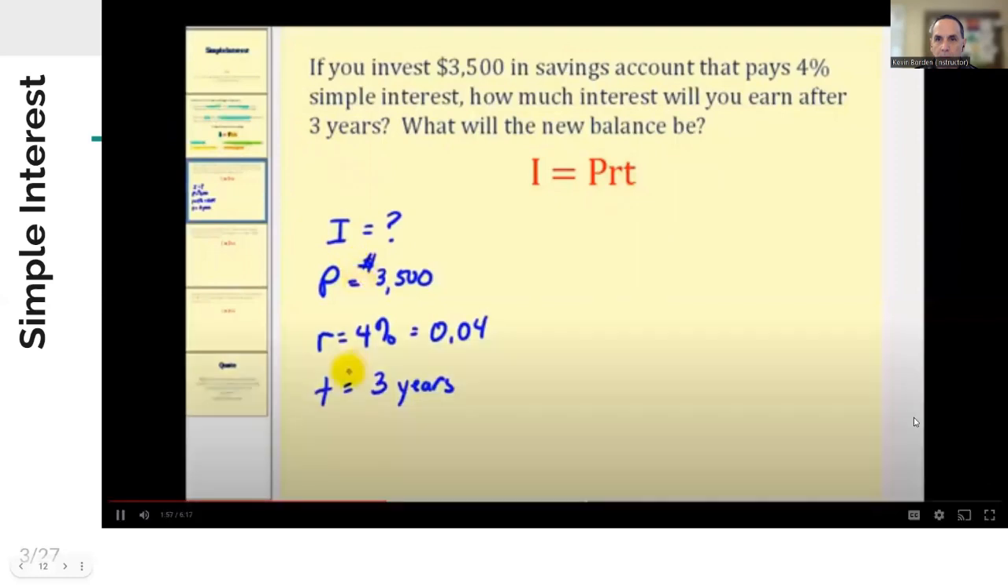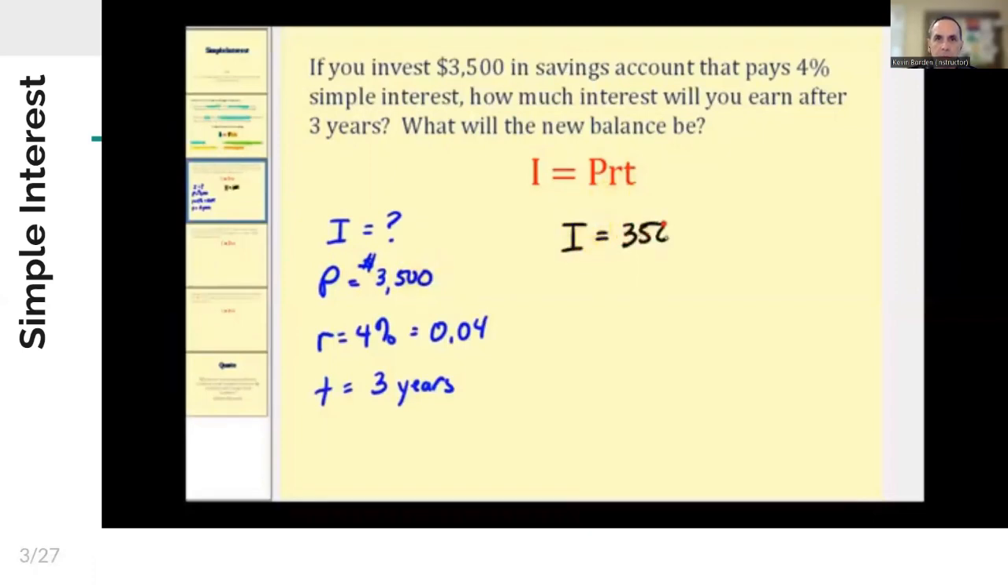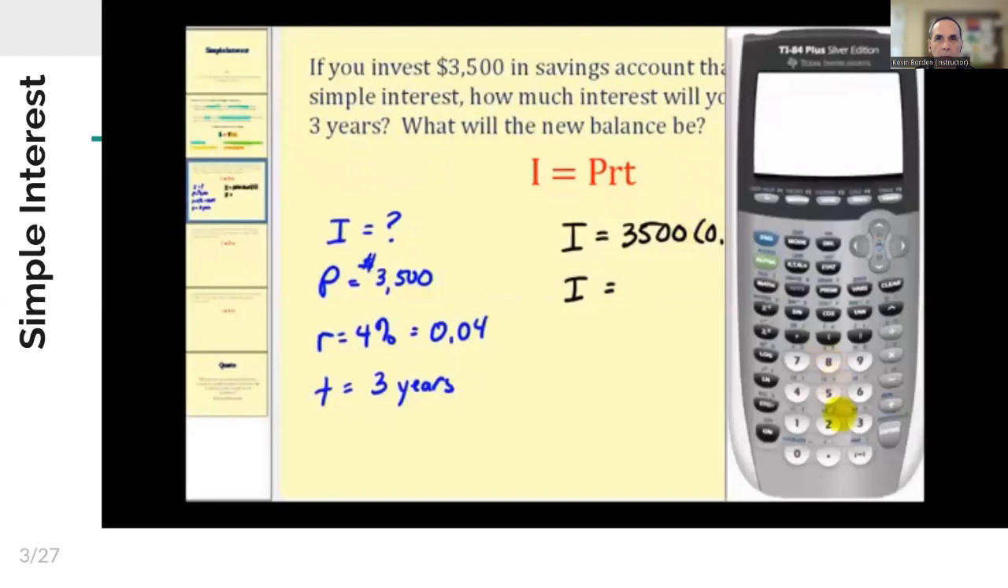We have all the information we need to determine the amount of interest that's earned in this account. The interest will equal $3,500, the principal, times the rate of return as a decimal, 0.04, times the time in years, which is equal to 3. So this product will give us our total interest over the 3 years. So we have 3,500 times 0.04 times 3. So the interest earned will be $420.